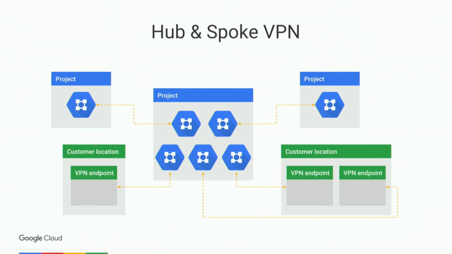And once you've got connectivity to Google, you've got to decide, what is your network going to look like? What regions are you going to use? Are you going to be localized to, say, a region that's closest to you? Are you going to use multiple regions? Are you going to use all regions?